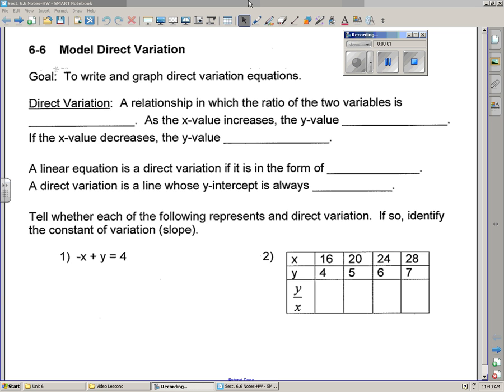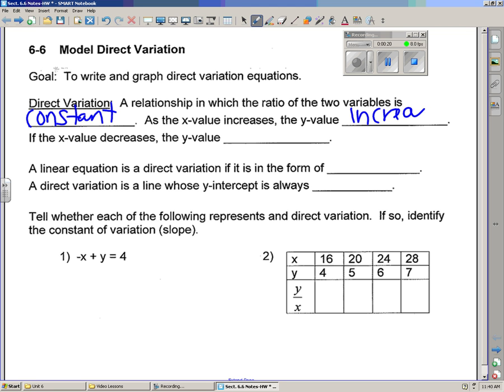Okay, so today what we are going to be doing is modeling direct variation. Direct variation is a relationship in which the ratio of the two variables is constant. So as the x value increases, the y value is going to be increasing. Or on the flip side, if the x value decreases, the y value also decreases.